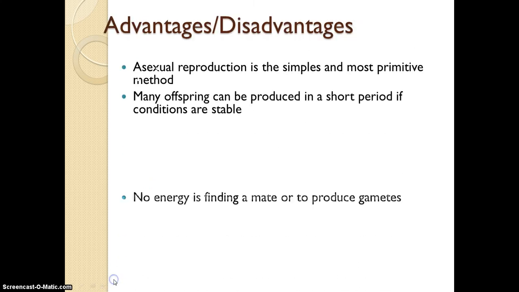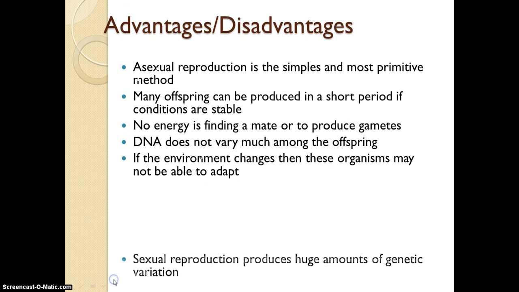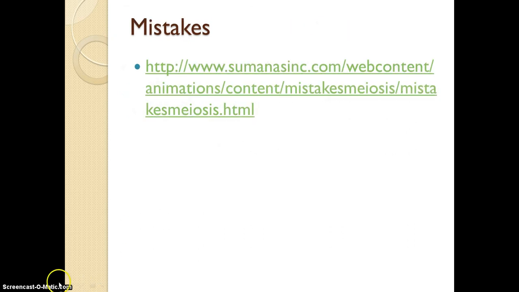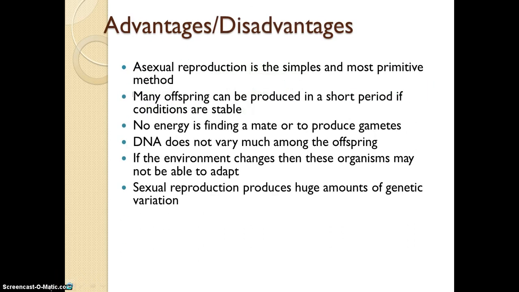Some advantages and disadvantages. Asexual reproduction is simple and it's very primitive, so that would be an advantage. Many offspring can be produced in a very short amount of time. With asexual, no energy is used to find a mate. Think about how much effort you put in to find that special someone.